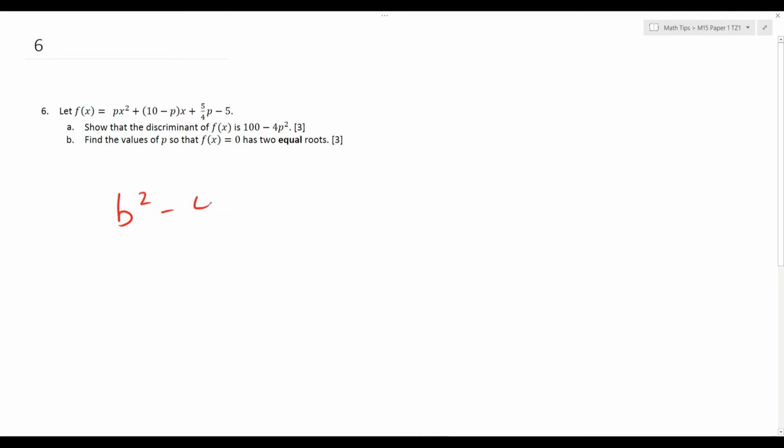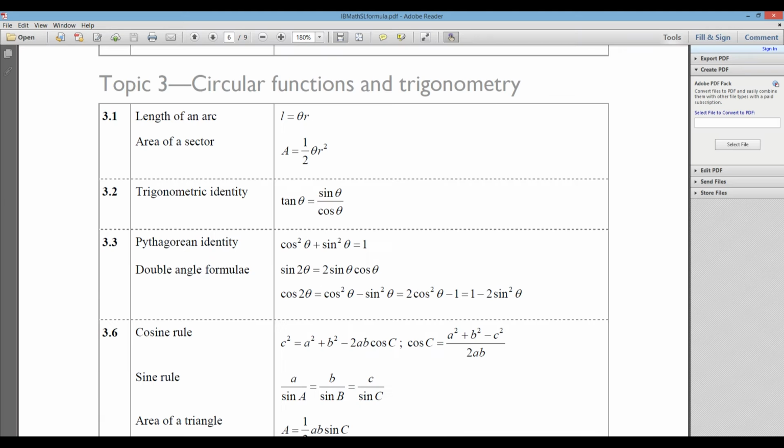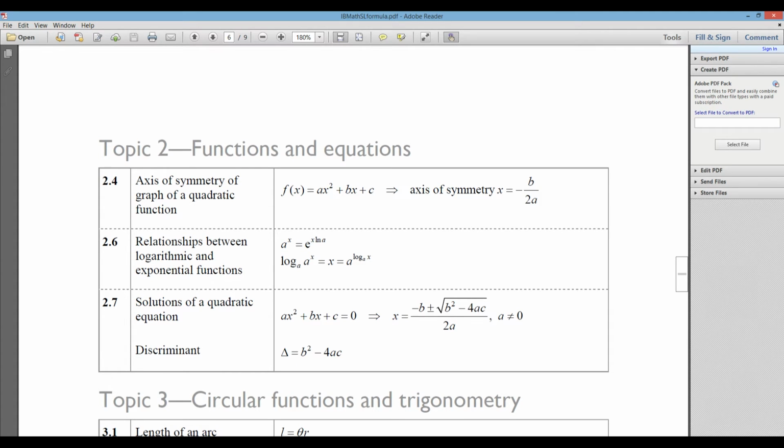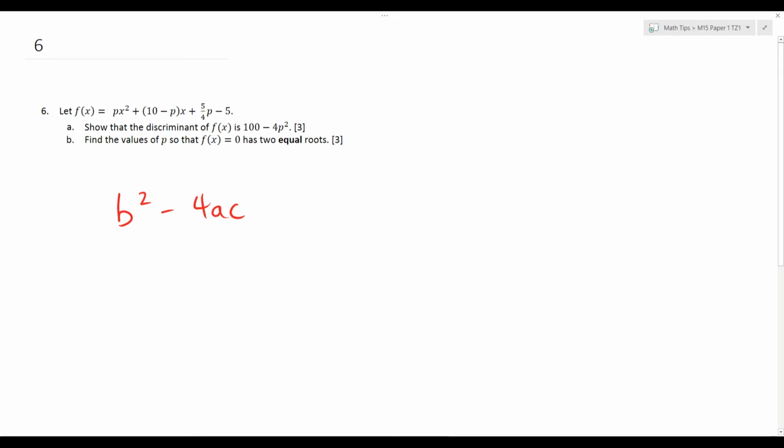Well, guys, you have to remember that b squared minus 4ac is the discriminant. If you can't remember it, I think it's somewhere in the formula booklet as well. So if you don't know it and you don't know how to look for it in a formula booklet, I'm so sorry, you're not going to get a 6 or 7. Okay, moving on. So what we get is b squared minus 4ac.